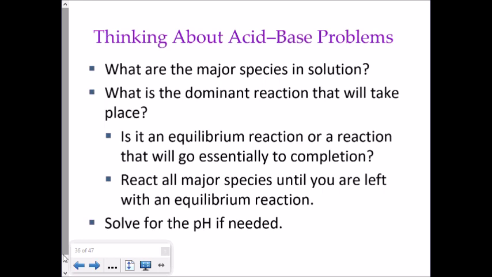Okay? Looking at what are the major species in solution and what's the dominant reaction taking place in order to figure things out. Thinking about acid-base problems, you really do have to take into account that because water is the major species in the solution, water is also a possible reaction that takes place, that self-ionization of water, in terms of who's donating the most protons and controlling the pH.